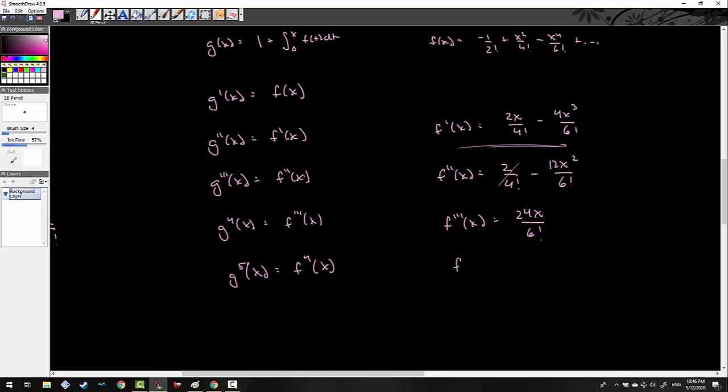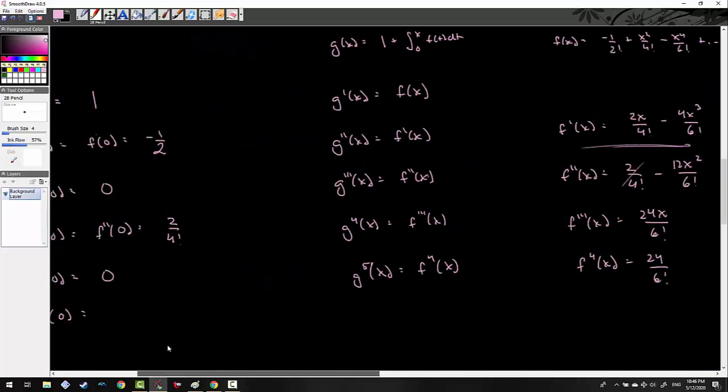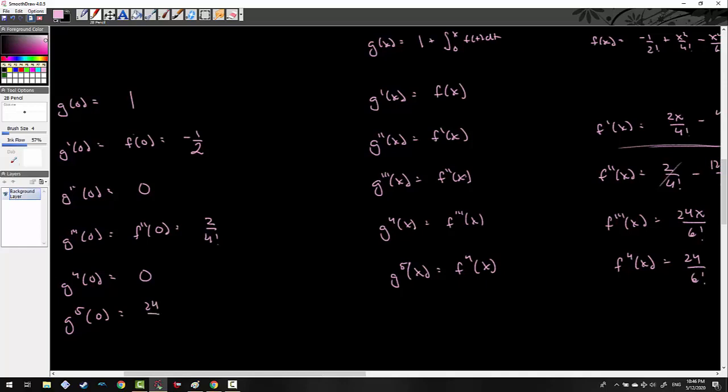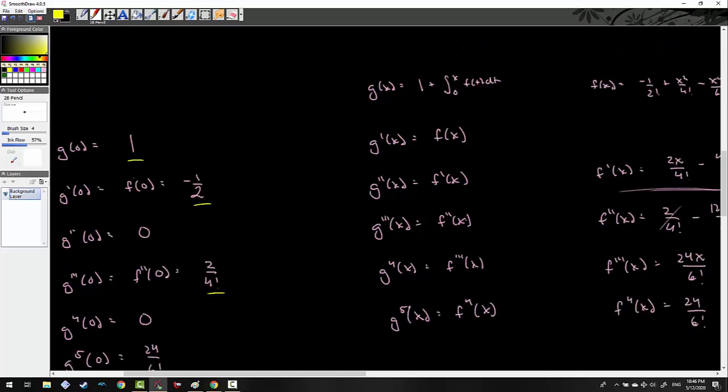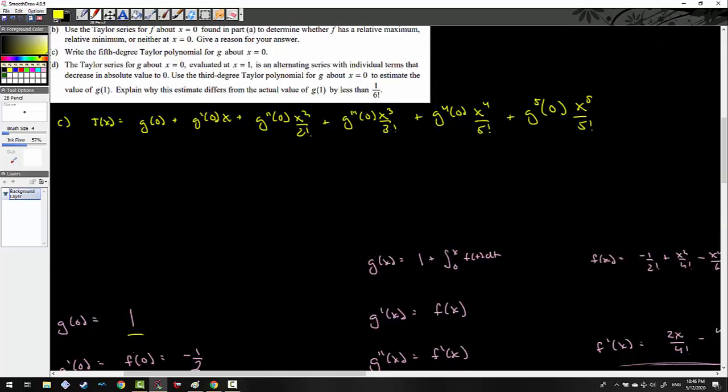The fourth derivative of x is going to be 24 over 6 factorial. Nothing to plug in, whoops. And that's going to leave me here with 24 over 6 factorial. Okay, so all these terms that we just found, this 1, this negative 1/2, this 2 over 4 factorial, this 24 over 6 factorial, those are all the coefficients of this dude that we abandoned so long ago. So from here, we just plug those things in.